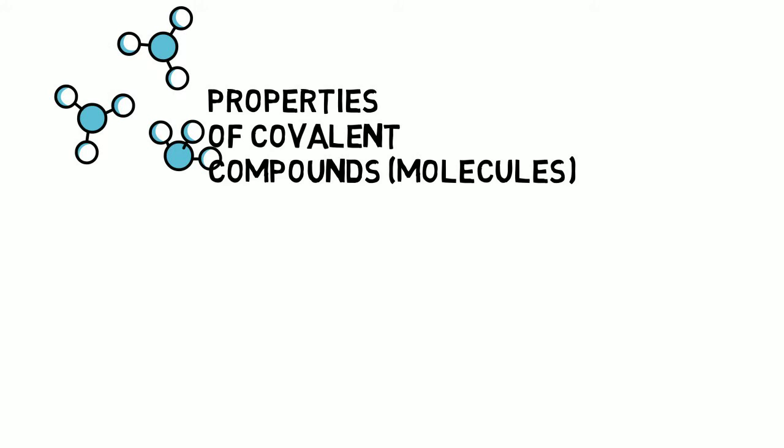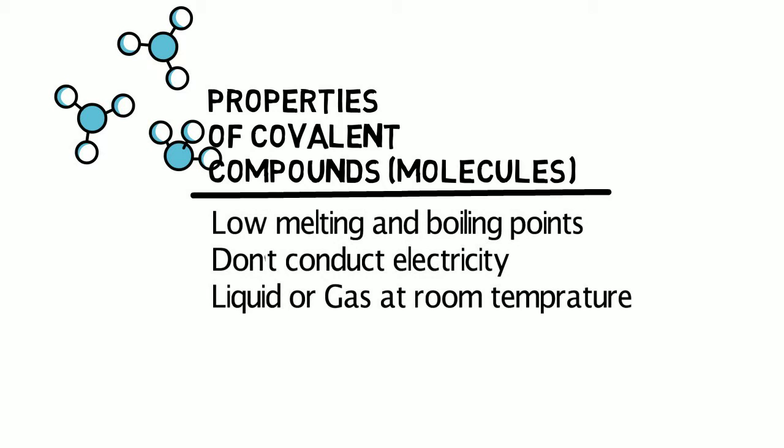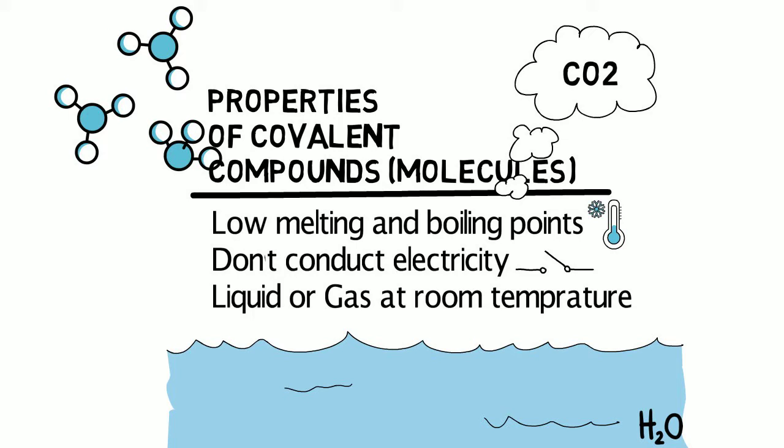Properties of covalent compounds include they have a low melting and boiling point, they do not conduct electricity, and they're usually gas and liquid at room temperature. So some examples in everyday life include water, which is H2O, and carbon dioxide.